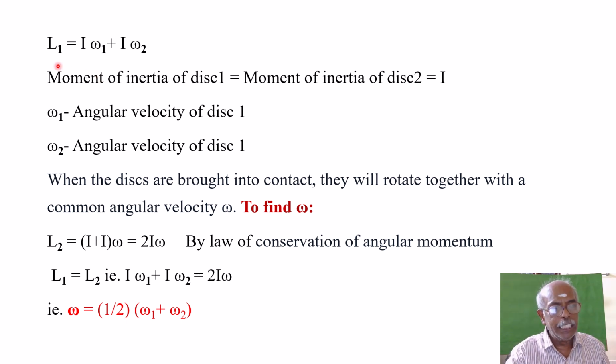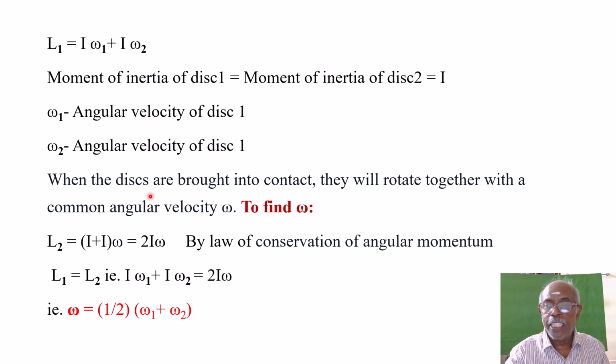So L1 is I omega 1, the angular momentum of the first disc, plus I omega 2 for the second. Is it not I1, I2? No, because both the discs have the same moment of inertia, as given in the question. So the moment of inertia of disc 1 is equal to that of disc 2, which is I. So L1 is equal to I omega 1 plus I omega 2.